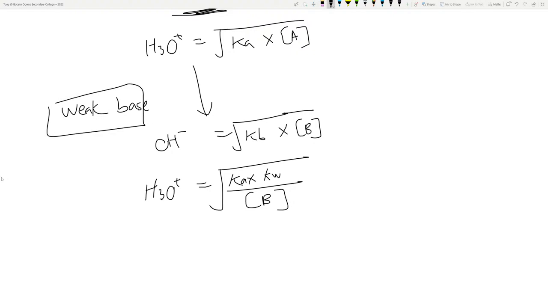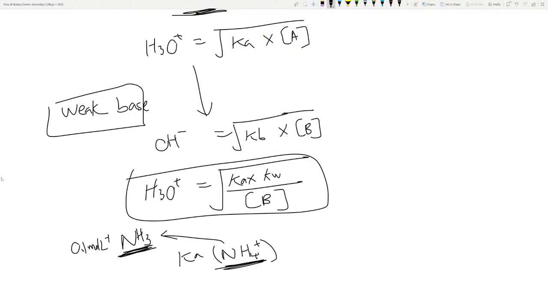They will say something like, calculate the pH of NH3, say 0.1 mole per liter NH3, and they give you the Ka of NH4+. So they want you to calculate this pH, and they give you the Ka of something else, which is obviously the conjugate acid of NH3, and this is when you just substitute numbers into this equation.